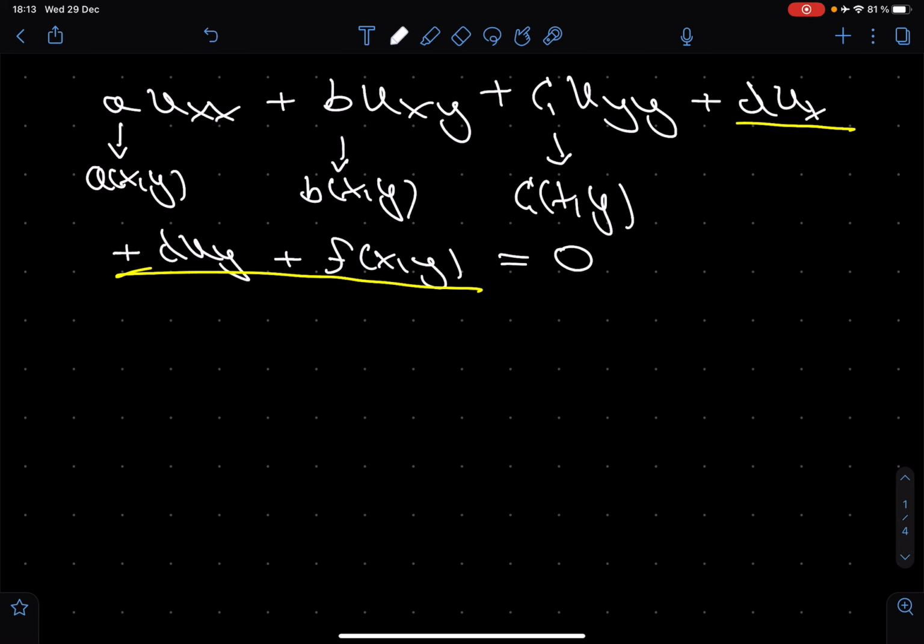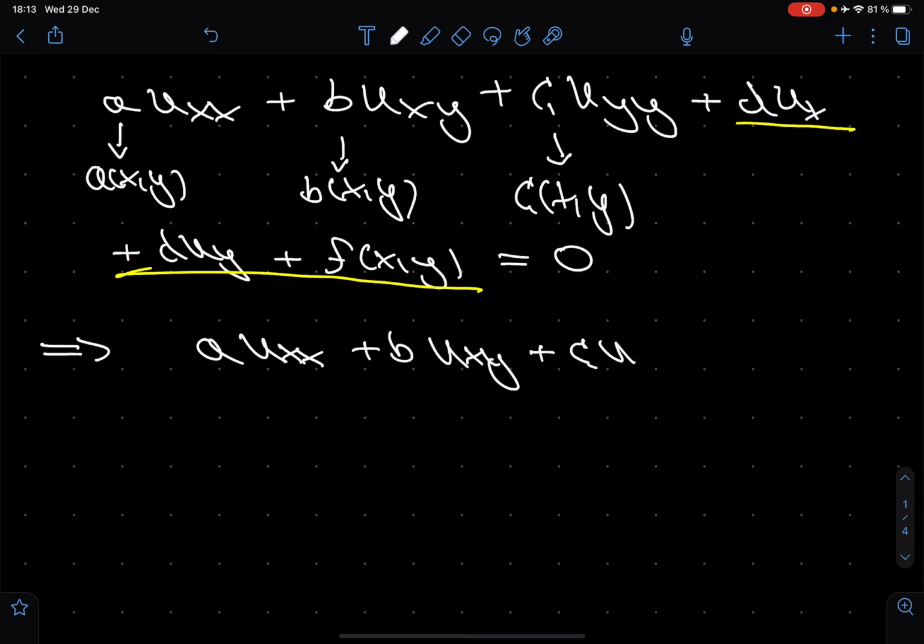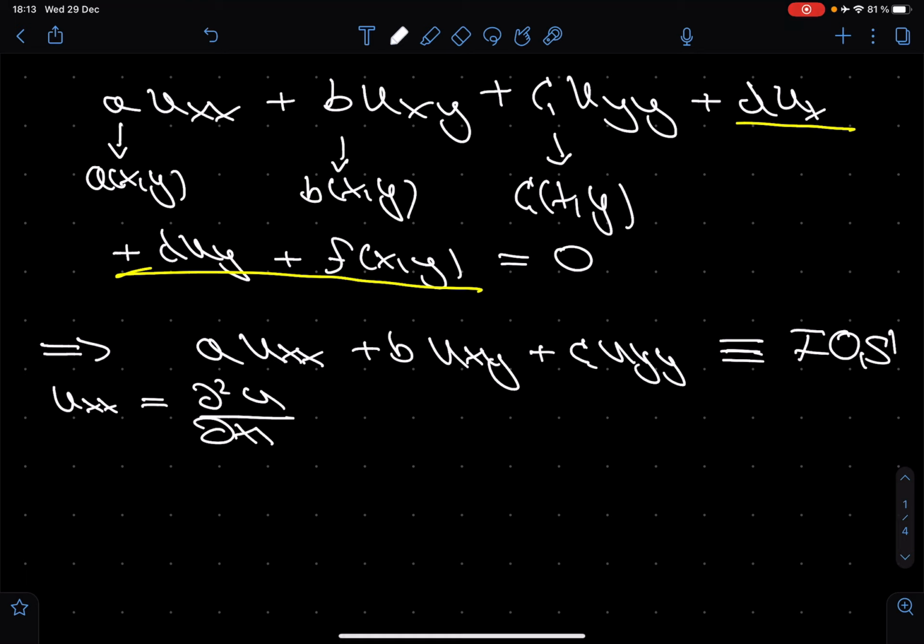So I can easily go on with that. A u_xx plus B u_xy, so these are the second derivatives, and C u_yy equals first order stuff. Let me name it like that. And yeah, so u_xx means, just to clarify, and so on.